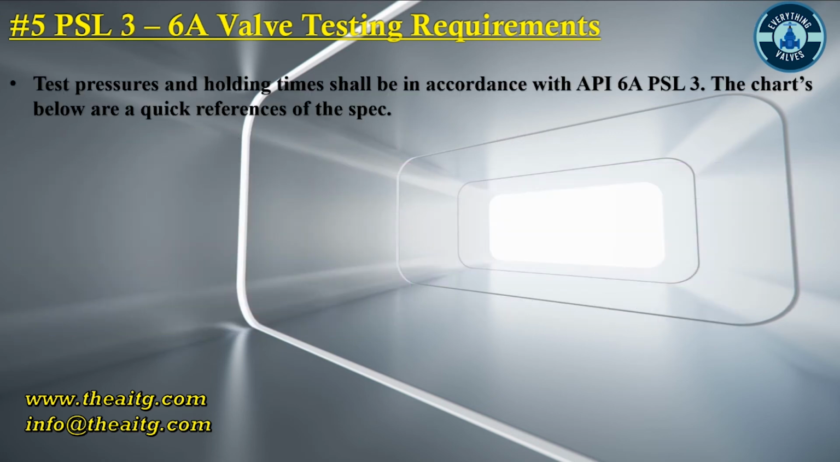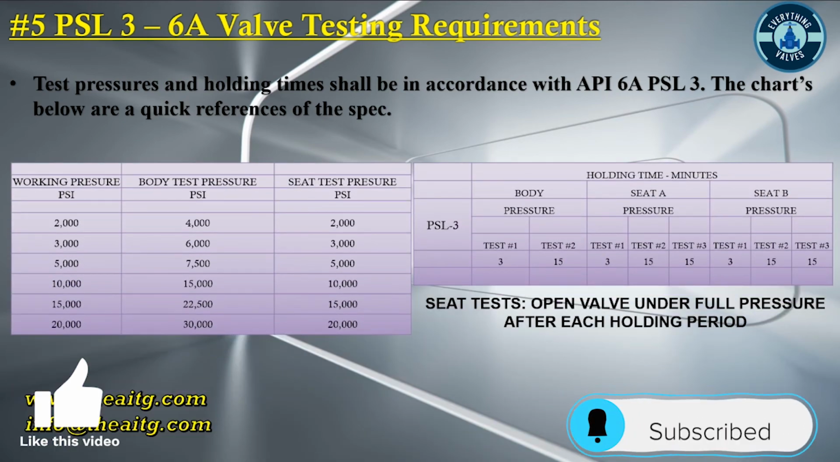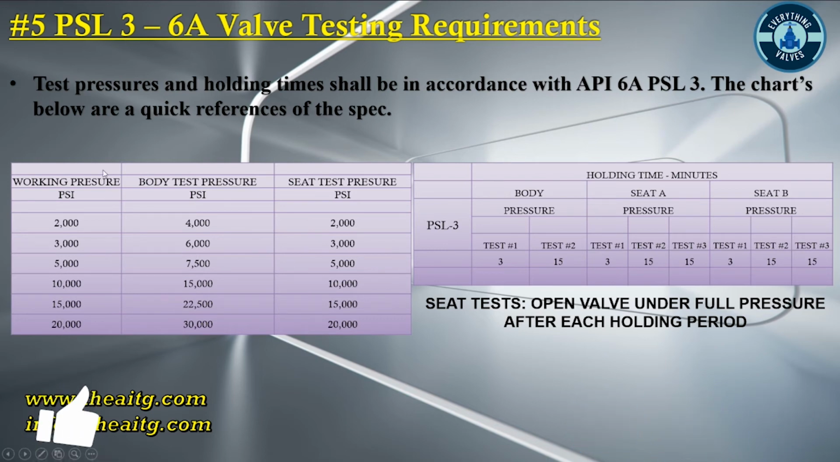Test pressures and holding time shall be in accordance with API 6A PSL3. The charts here are for a quick reference. So as mentioned, the working pressures and body test pressures and seat test pressures do not change. The working pressure will determine the body test pressure and the seat test pressure. So as before, if you have a 5,000 PSI valve, your body test will be 7,500 PSI and your seat test will be 5,000 PSI. These numbers do not change when performing tests. What changes are the holding times and number of tests required.